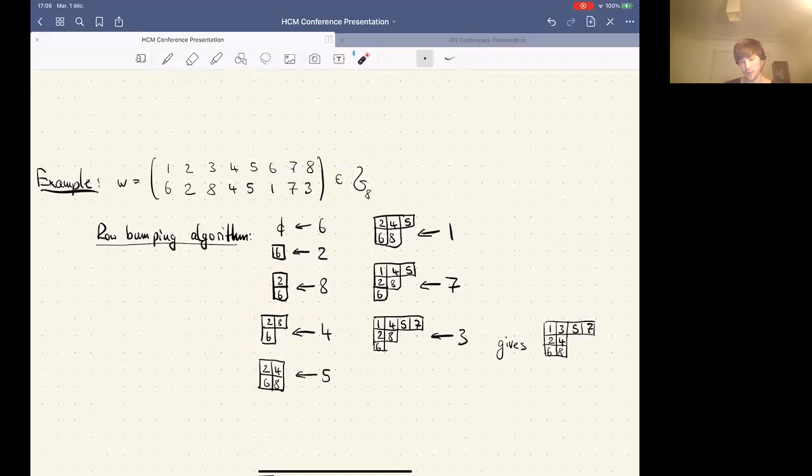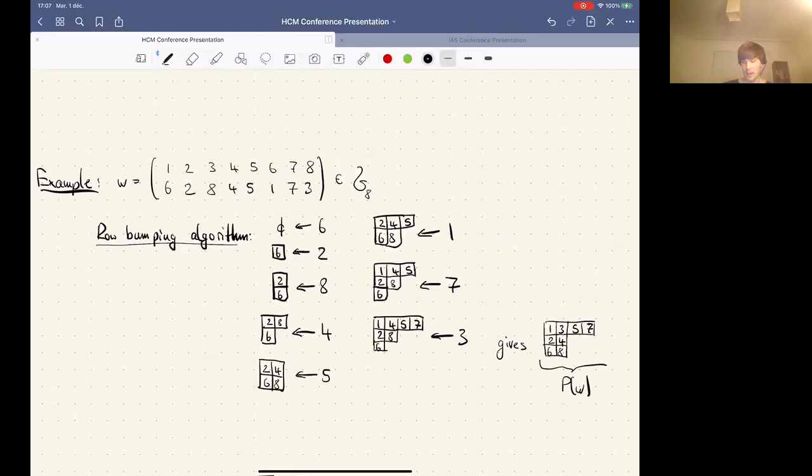If you push in 5, you can append it to the first row. If you push in 1, this pushes the 2 into the second row. The 2 pushes the 6 into the third row, like this. 7 can just be appended to the first row, and 3 in this case pushes 4 into the second row, and 4 pushes 8 into the third row. This is the output of the row bumping algorithm, what you obtain in this way, and this is one of the two symbols. In this case, this is the P symbol for our element w. So this gives you one part of the Robinson-Schensted correspondence.